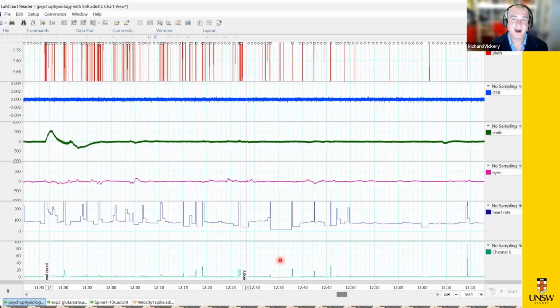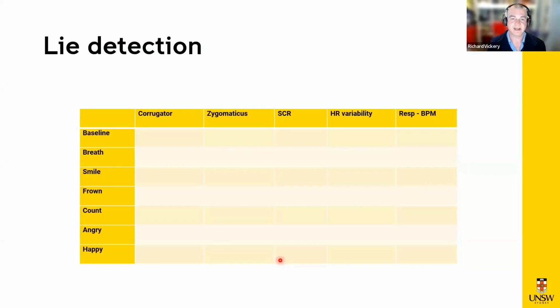And how we try to use this in an engaging way is to set them up to use it as a lie detector. The students have to record the response from the two EMG signals, the sympathetic skin response or galvanic skin response, the heart rate variability, and the respiration rate. They make some measurements under different conditions to see how they change.